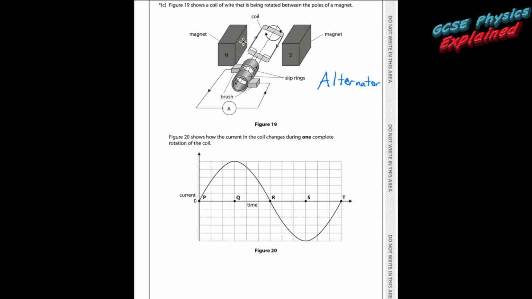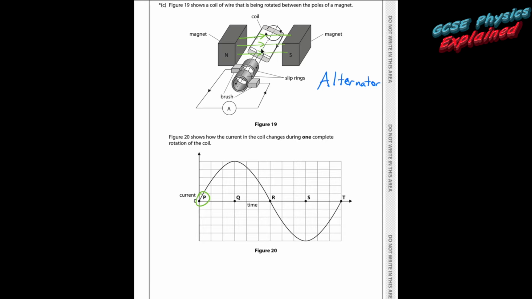Right, let's draw in some magnetic fields. So the magnetic field goes from the north to the south. So the magnetic field will be going that way. Now at point P, you've got 0 current. So that must mean that this coil is not cutting any magnetic field lines. Right, you only get an induced current when the coil is cutting through the magnetic field.